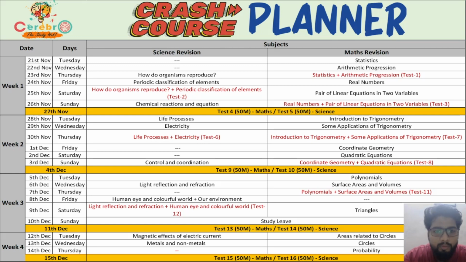Now, if you observe the program very carefully, we have science revision taking place, 2 chapters, after which we have placed a test. Same goes for maths. We have 2 chapters, and again we have placed a test. So you can see in a week there are 3 small tests. Let's call them minor tests: test 1, test 2, test 3.